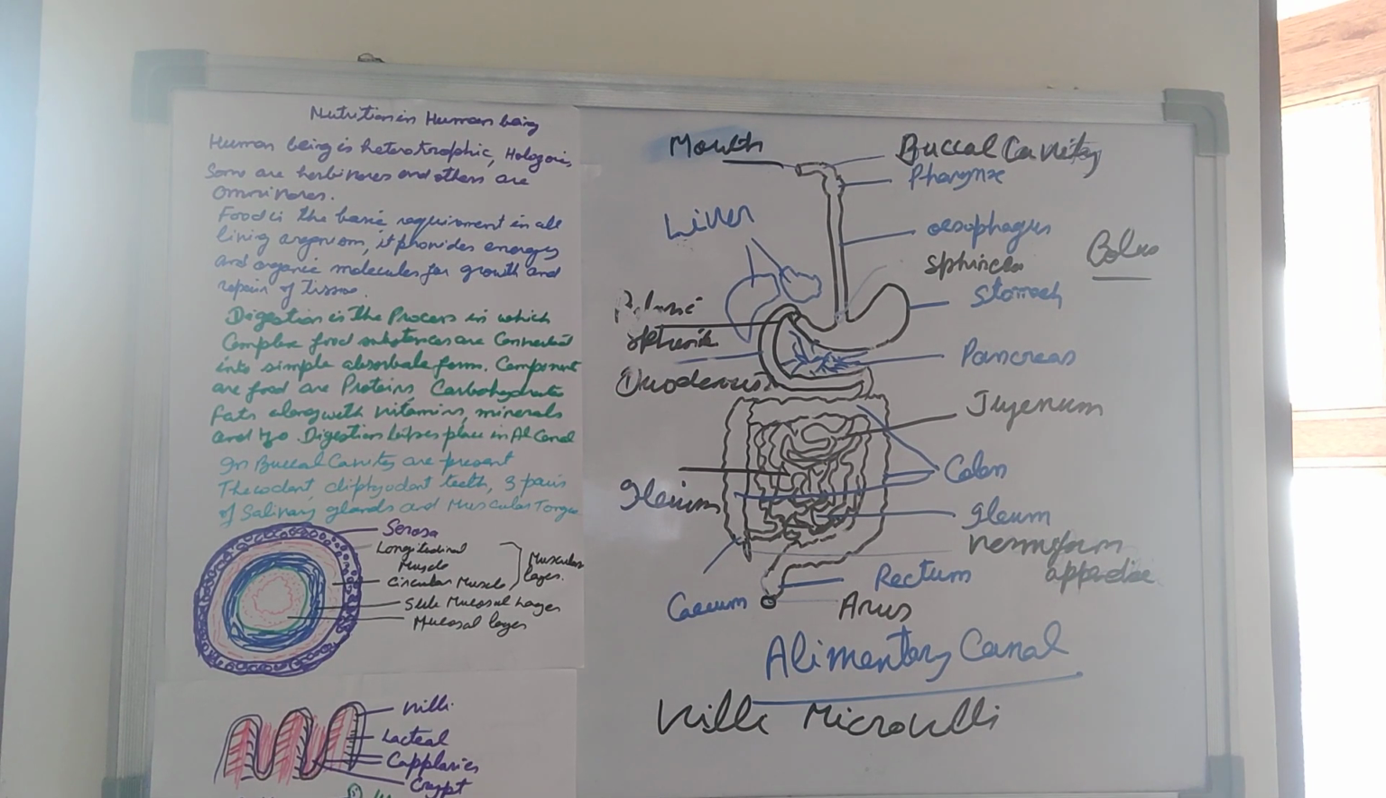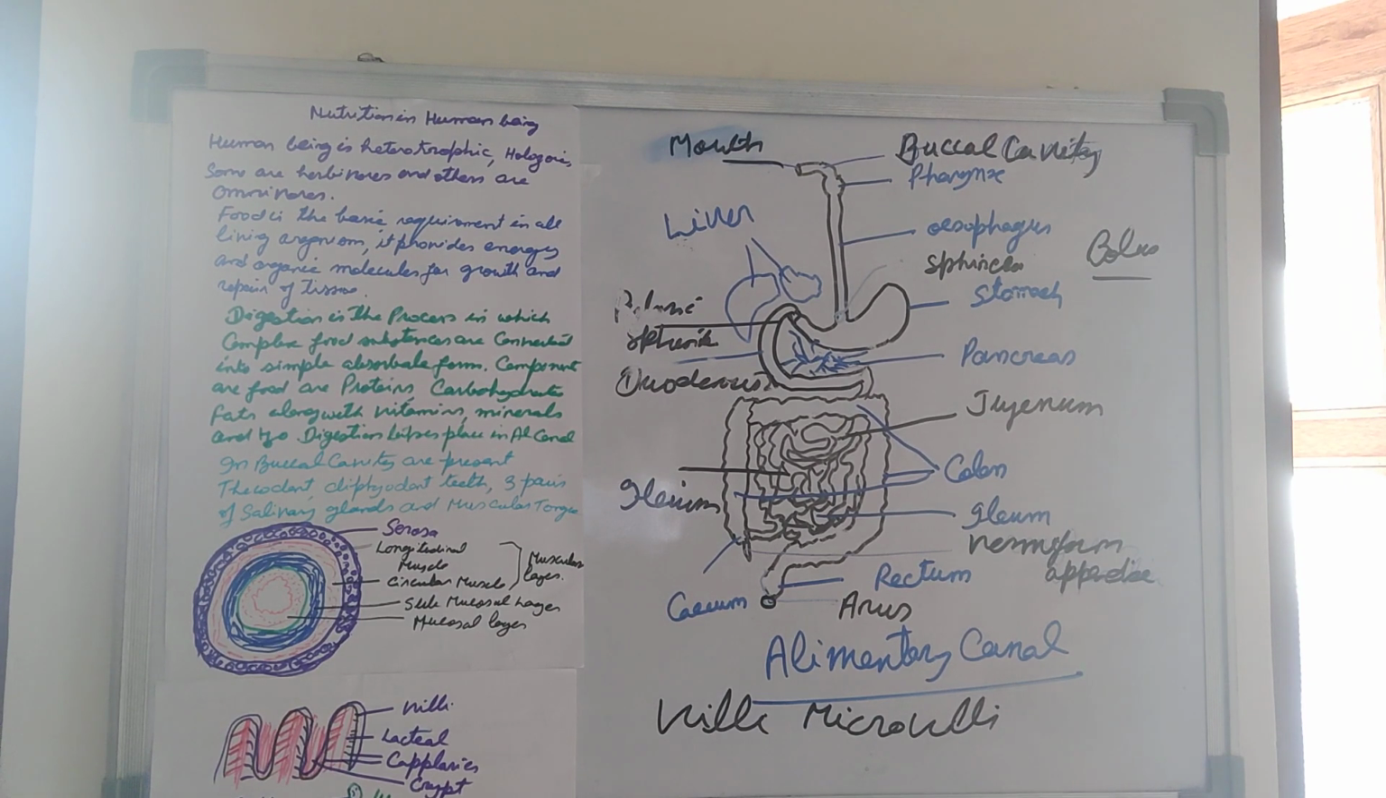Now we will see one by one how digestion occurs. Food is taken in by the mouth, the anterior opening, and then from the mouth it enters the buccal cavity. Buccal cavity is the oral cavity.